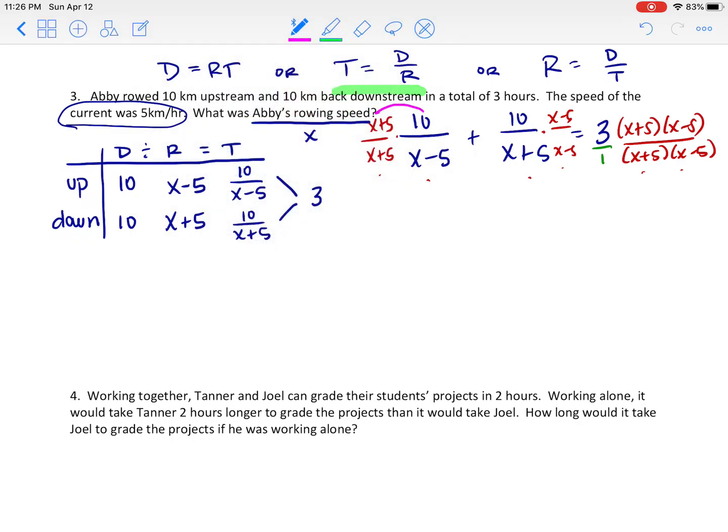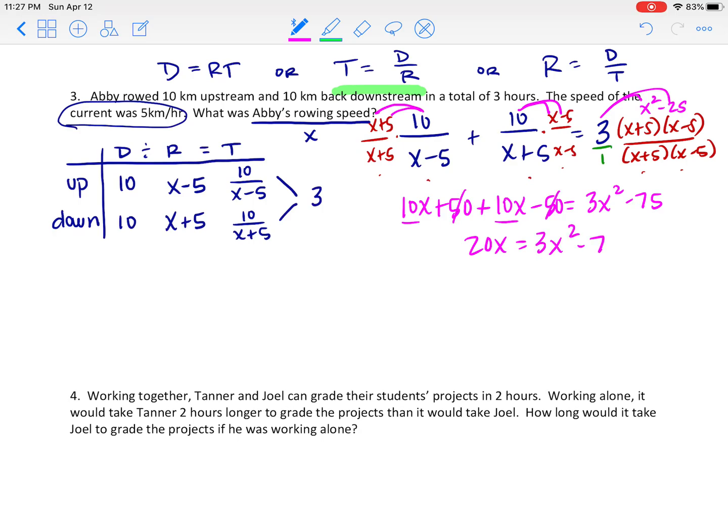So from this numerator, 10x plus 50, plus here 10x minus 50, equals x plus 5 times x minus 5, which is x squared minus 25, multiplied by 3 is going to be 3x squared minus 75. And so if we clean this up, this is 20x on this side, and then these cancel, and we still have 3x squared minus 75 here. So I'm going to get it in standard form. I'm going to subtract the 20x over.